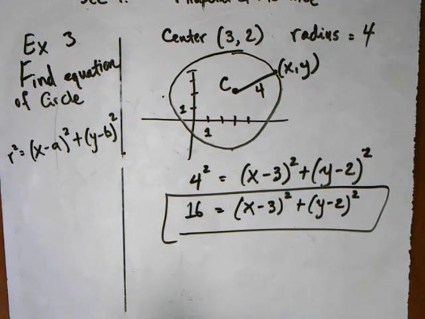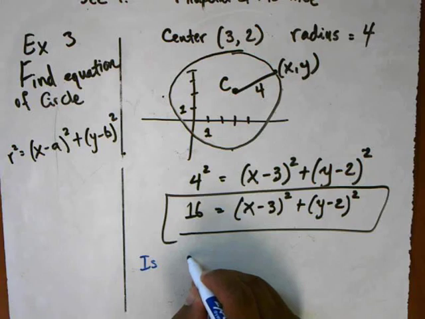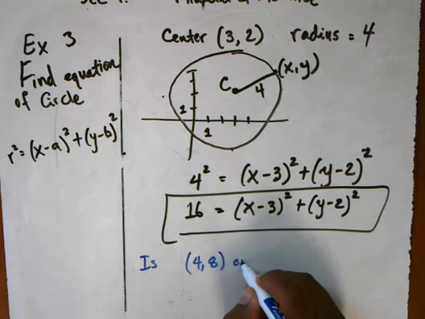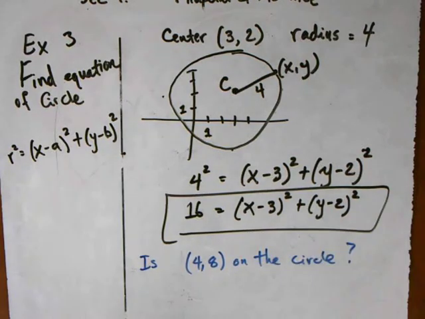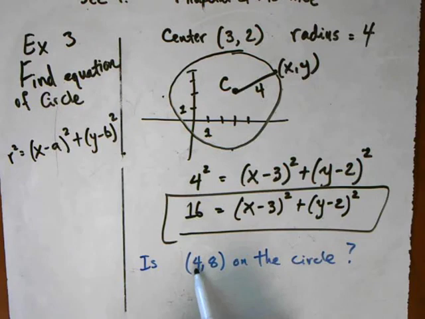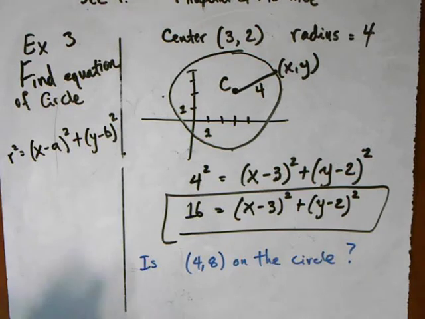And so it's especially useful if you want to do something like, let's say you're given a point, so you have a question like, is the point (4, 8) on the circle? Well, if it is, then it should match this equation. If you substitute in 4 for x, 8 for y, you should get 16 once you do all this computation. If you don't, then this point is not on the circle. So we can check once we have the equation.